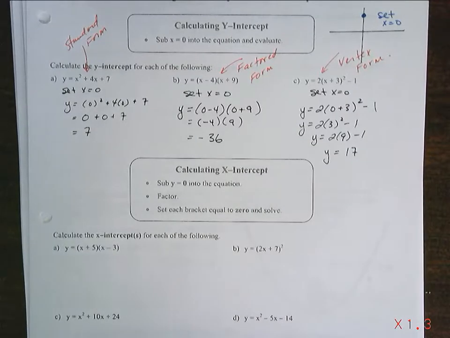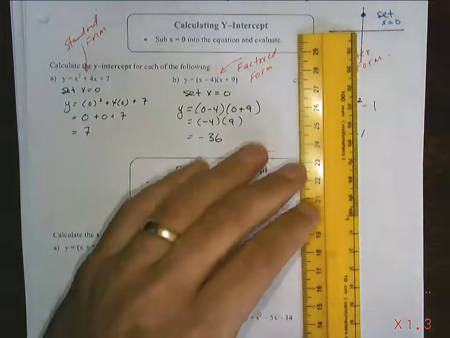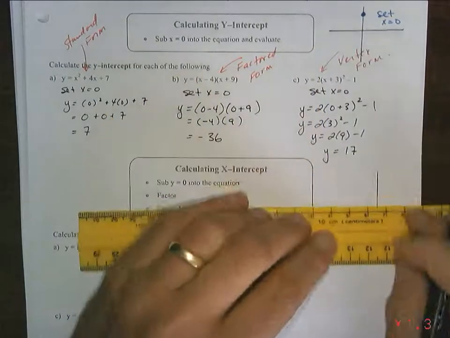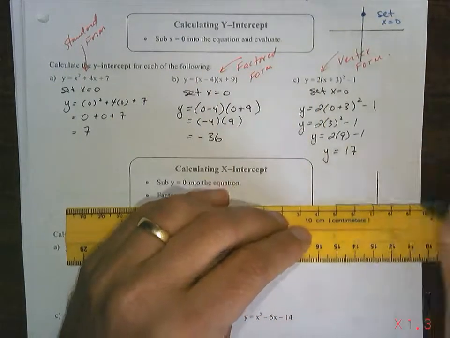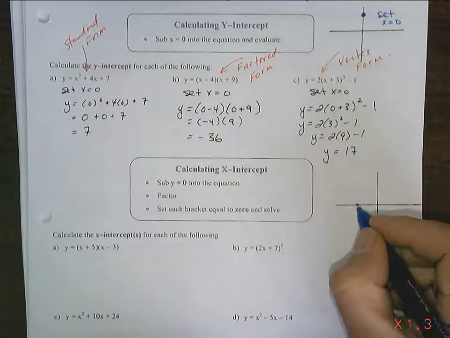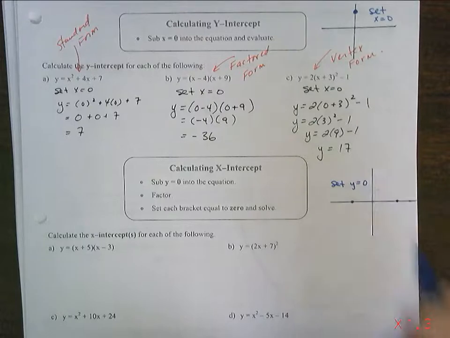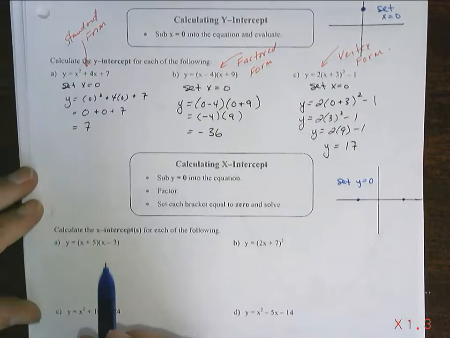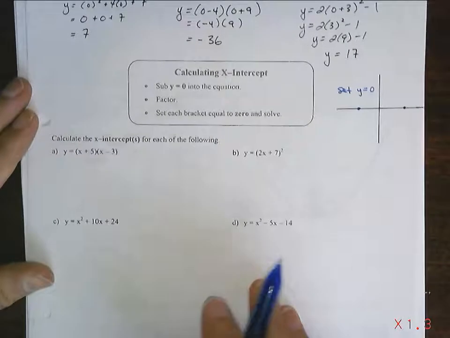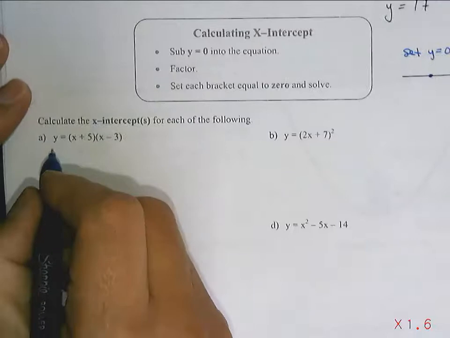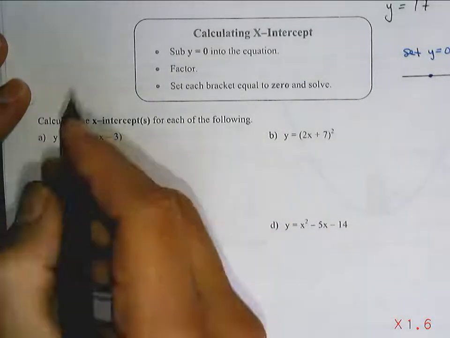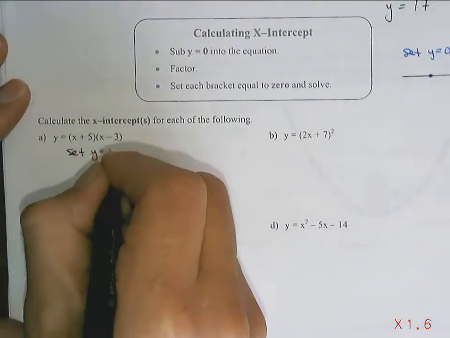That's the easy part. The question now is, how do we find x-intercepts algebraically without graphing? So, first we remember that an x-intercept means where it crosses the x-axis, which means you're going to set y equal to 0. So for each one of these, we're going to set y equal to 0. Let's do our work. Set y equals 0.